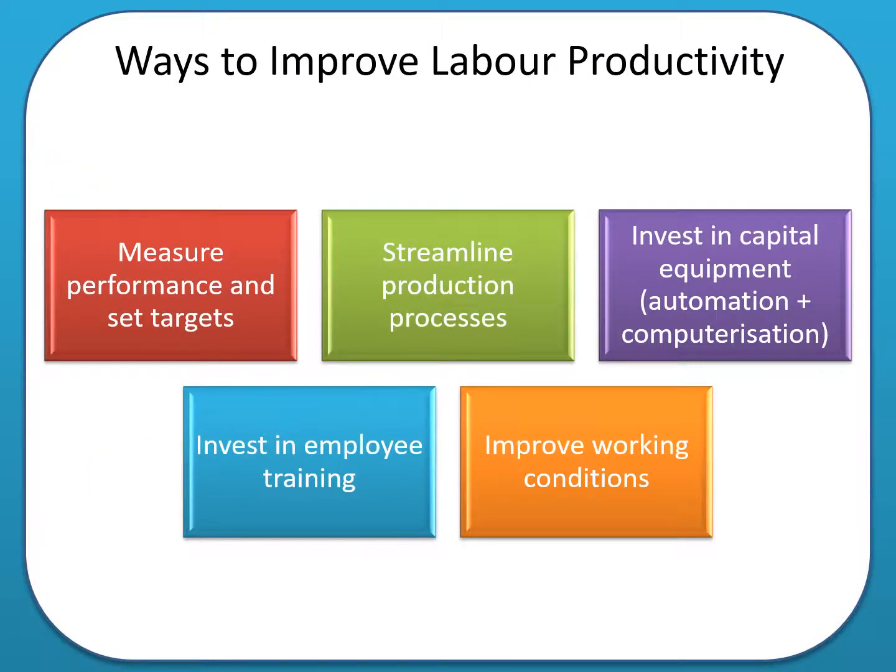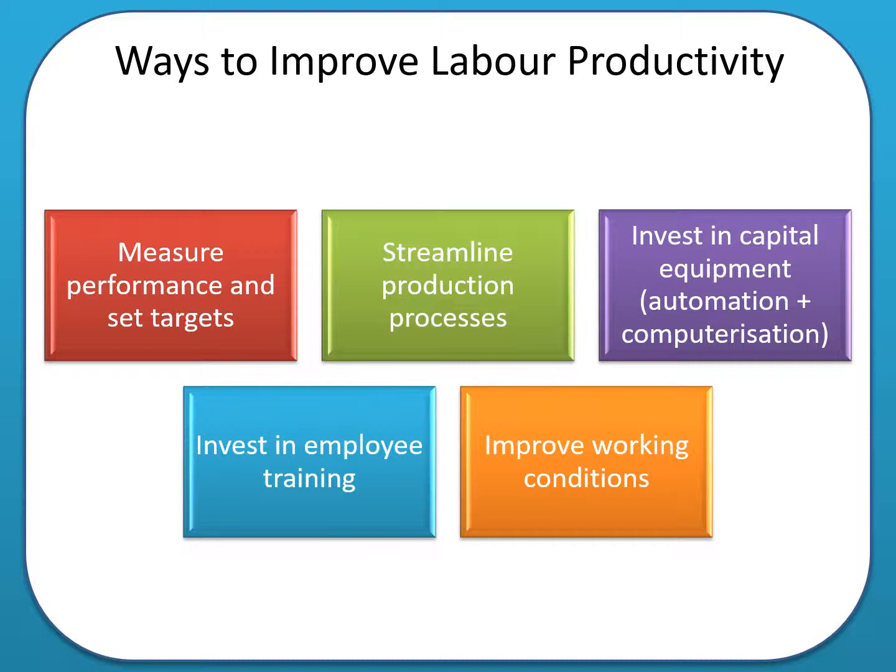So what ways can we improve labor productivity? You can measure performance and set targets. This is really important. You need to actually know what your labor productivity is and go, right, we want to be this productive. If you've not got a target, you are not going to be able to get there. If you just say, we just want to increase labor productivity, well, do you want to increase it by 0.001%, 1%, 10%, 1000%? What do you want to do? You've got no goals.